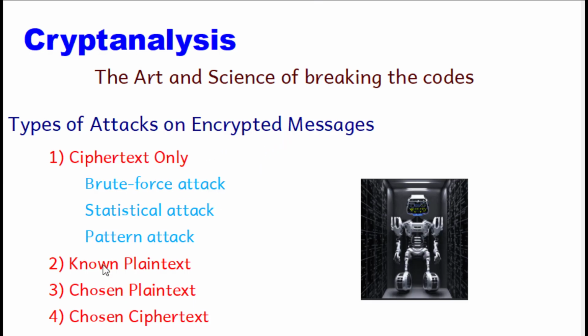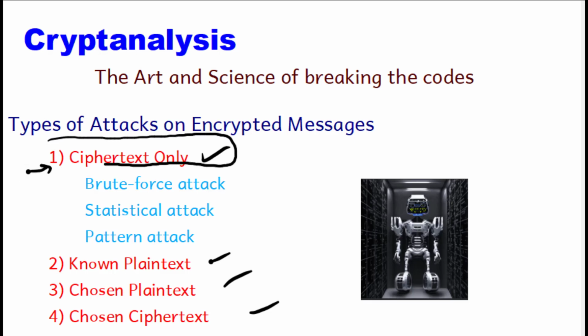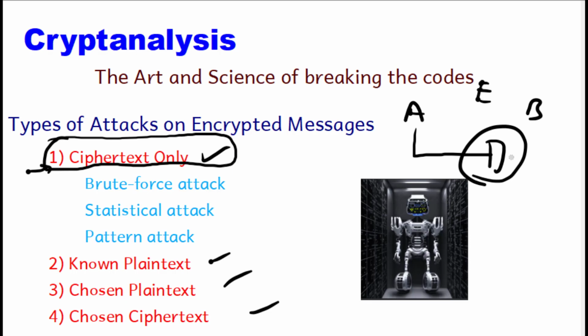So what the attacker will do with the encrypted messages, these are the 4 things which will be done by the attacker. The first one is that the attacker only has access to the cipher text. Okay, so we have Alice, we have Bob, and here we have Eve. So when Alice is sending the encrypted message, this message is called a cipher text. So Eve gets access to the cipher text.